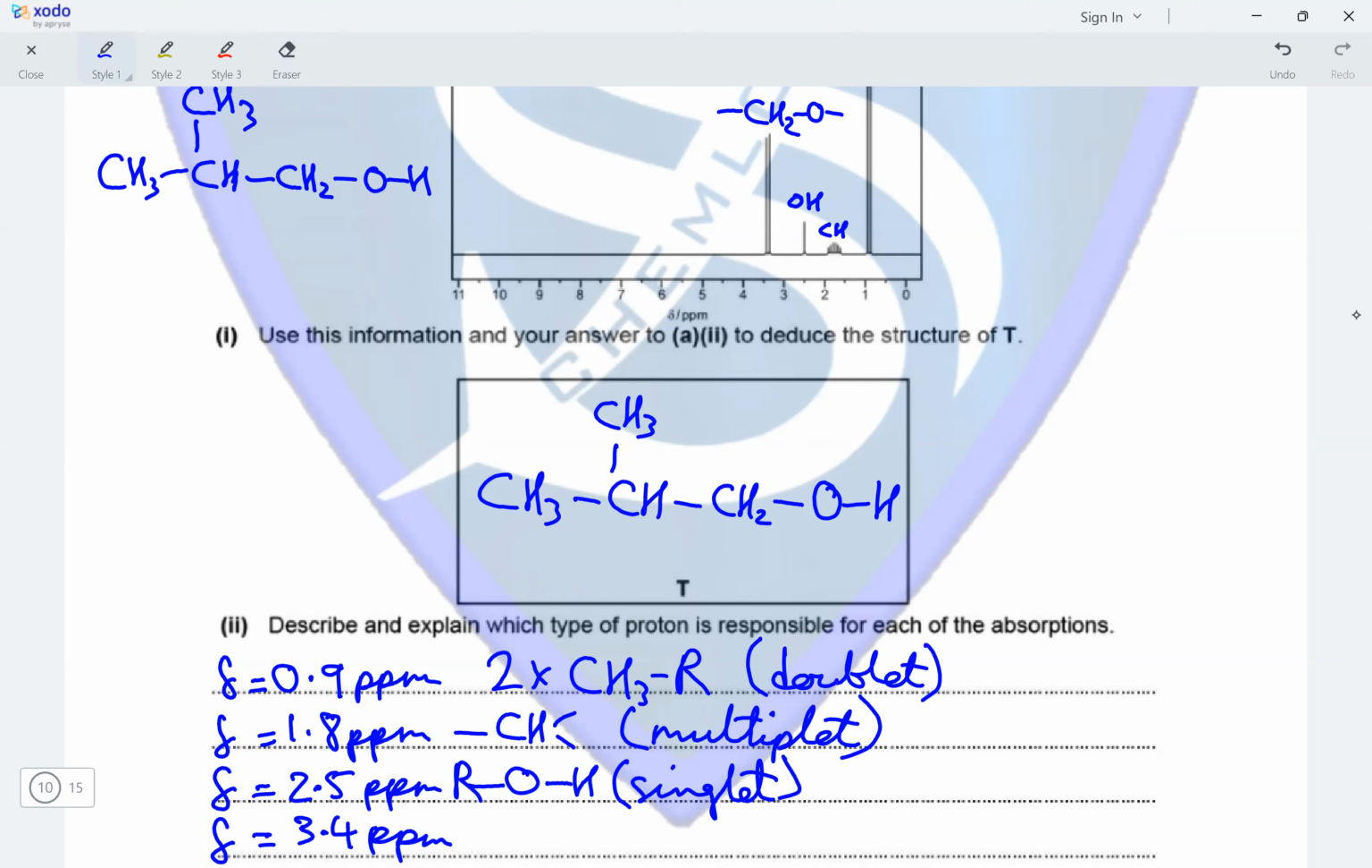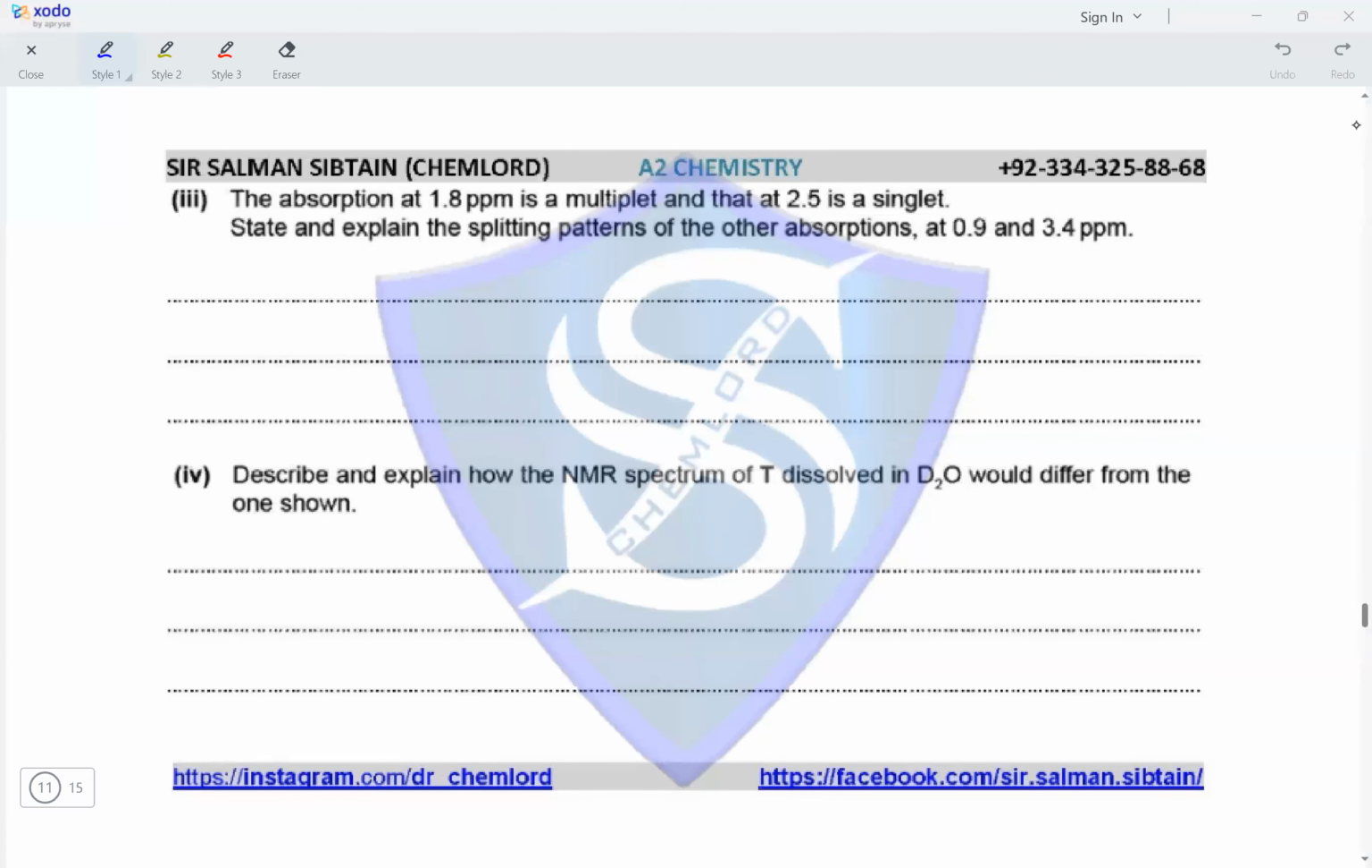So the peak at 3.4 is due to a CH2 group present next to an oxygen atom, and this peak is also a doublet because it is present in an environment next to which there is a single proton present. The absorption at 1.8 ppm is a multiplet and that at 2.5 is a singlet. State and explain the splitting patterns of the absorptions at 0.9 and 3.4.